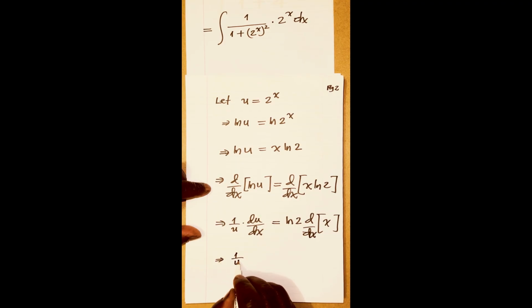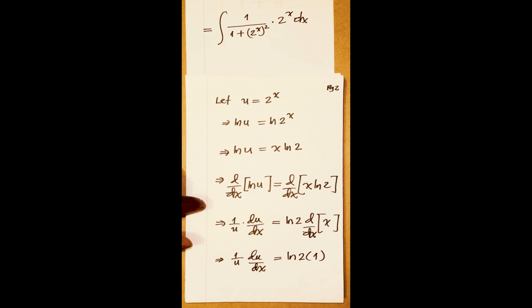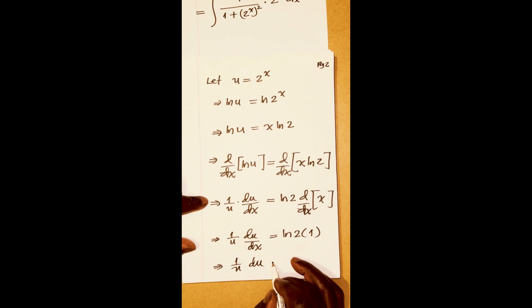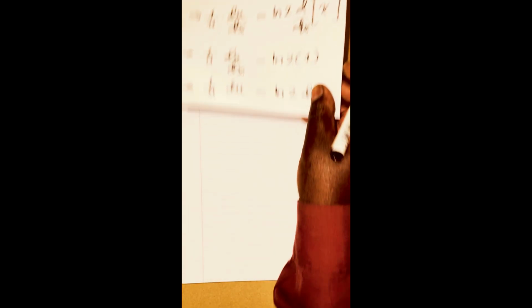1 over u times du dx. On the right is natural log of 2 times 1, because that's 1 I just showed you. And therefore now I have to multiply both sides by dx. So what I have now is 1 over u du on the left. On the right, I have natural log of 2 dx. Now I have to get rid of u, multiply both sides, and then I have du equals something.